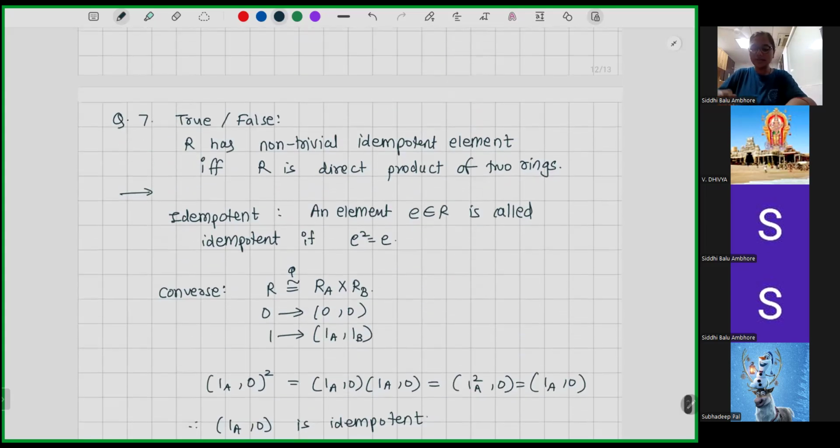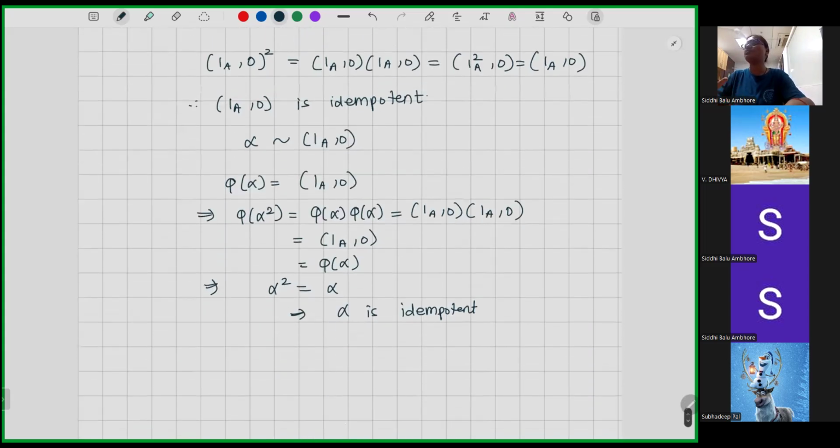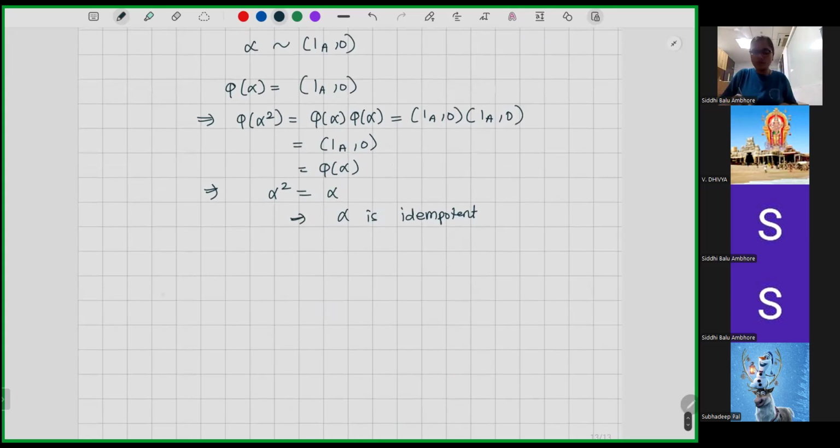Okay, it has a non-trivial idempotent element and it won't be equal to 0 and 1 because of the isomorphism between the rings. So we have this, but what about the actual if-then part, that if R is a ring with a non-trivial idempotent element, can we express it as a direct sum of two rings or a direct product of two rings?